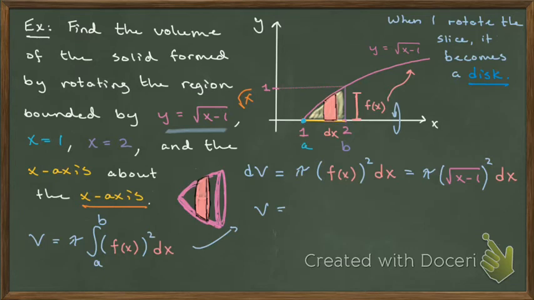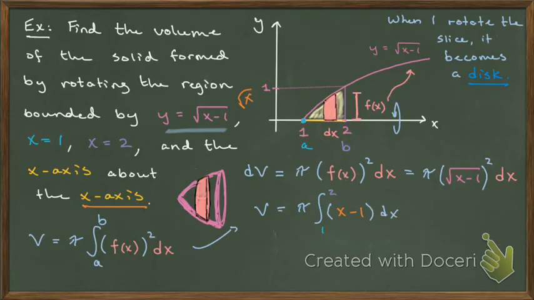When I go to integrate, I'm going to simplify a little bit. I can bring the pi, that's a constant, out front. I'm integrating from 1 to 2 because that's the leftmost x and the rightmost x where my region is bounded, right? When I square the square root of x minus 1, I get x minus 1 by itself, dx. Okay? The integral here is really straightforward.